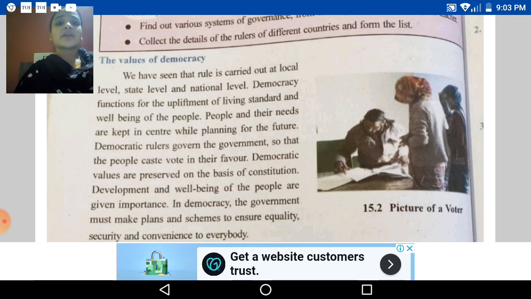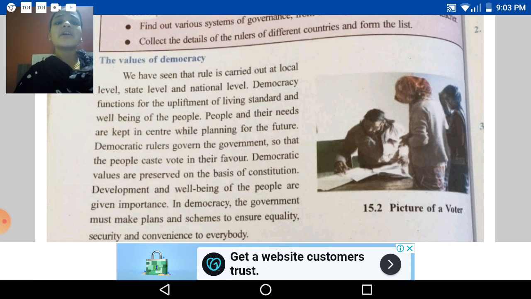Democratic rulers govern so that people cast votes in their favor. Who is doing good? Obviously they need only votes. See here, in figure 15.2, a picture of a voter. Democratic values are preserved on the basis of the constitution. Development and well-being of the people are given importance. Here it is not the ruler but how, in which way, we can develop the people. So the well-being of people is kept at the center.